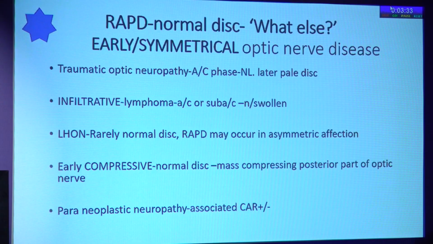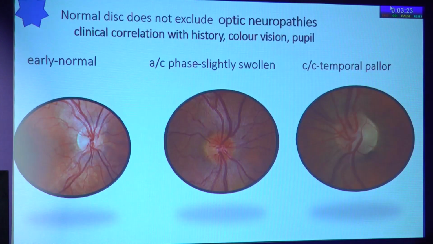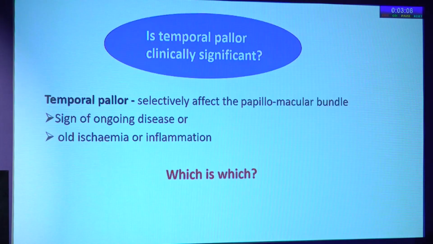So this we'll skip. An RAPD and a normal disc, what else? It can be any of these in the early stages. All I want to say is it can be a lot of optic neuropathies in the early stages which look rather normal. Only in the late stages do they go to a slightly swollen disc, and later to the pale disc. So if you find an RAPD and a normal looking disc, it is not always an RBN. That's a take home.